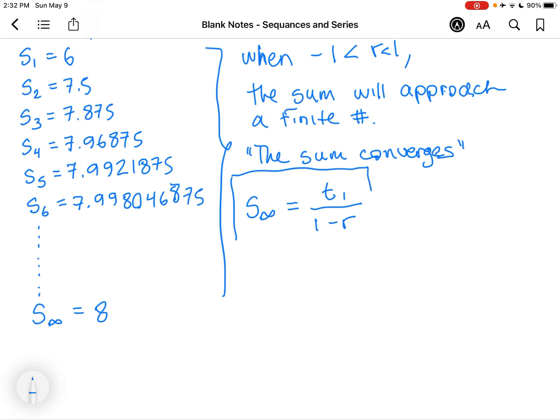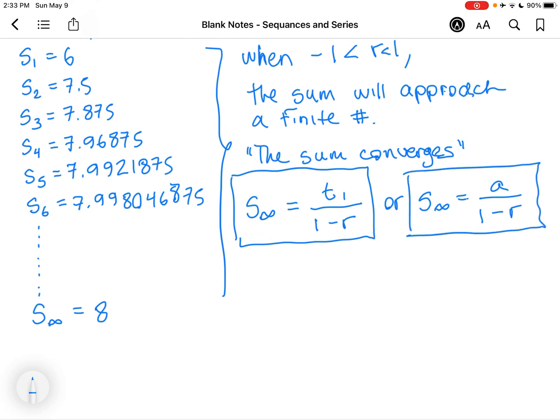Okay, that is the infinite sum. It's also written this way because remember, we've spoken about this before. T1 is sometimes called A. Okay, now I want to talk about why. And the reason why is this.